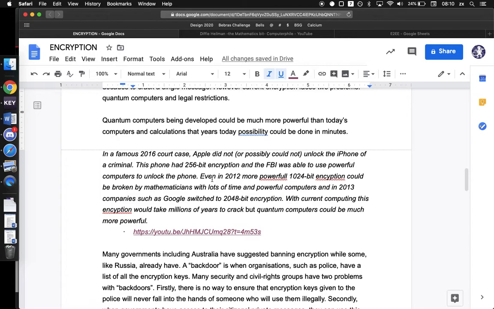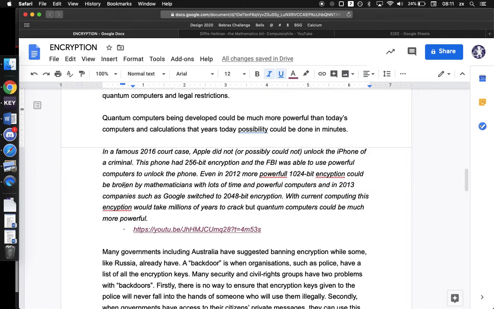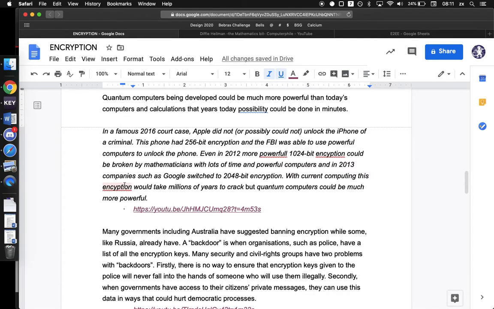So the problem with quantum computers is, this is where that first video, code.org, we're talking about how computers get better. They double in their power every year. Actually, they double every 18 months. So it means that the calculations that would be very difficult for modern computers could be solved by future computers in just minutes.